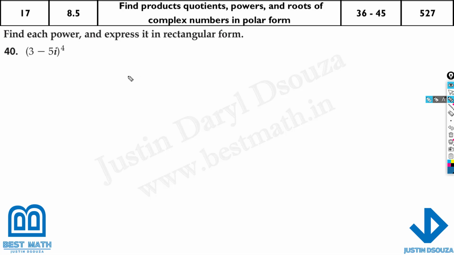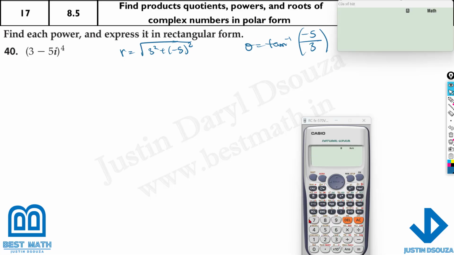Next one, again, we need to convert into polar form and then use De Moivre's theorem. It will be square root of 3 squared plus minus 5 the whole square. And theta is tan inverse of b, which is minus 5, divided by a. Again, we don't add pi because the a value is positive, only the b is negative. Square root of 3 squared plus minus 5 the whole square. Here we go, that is square root 34.